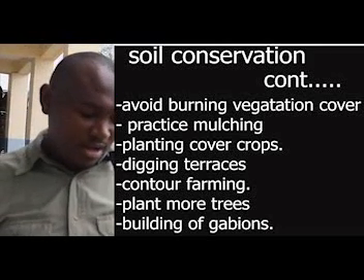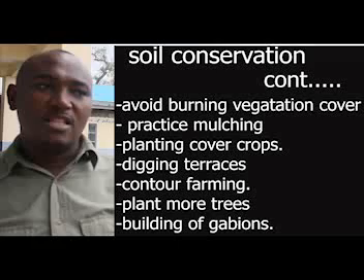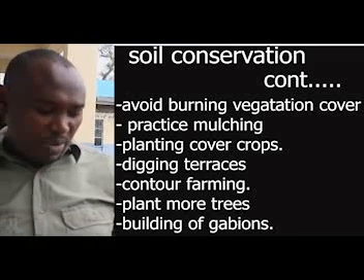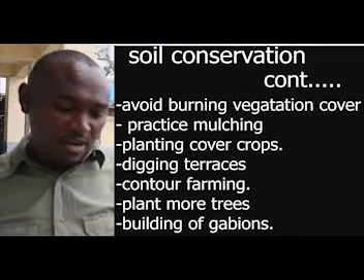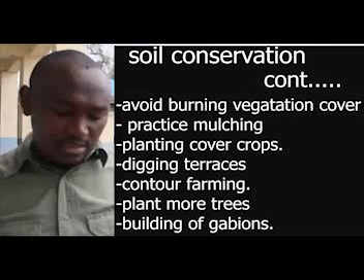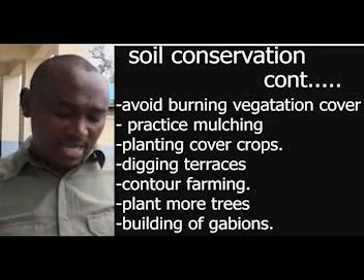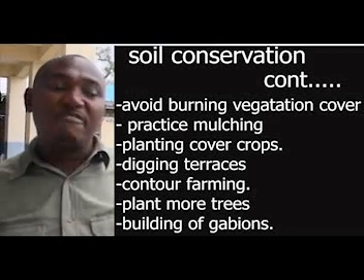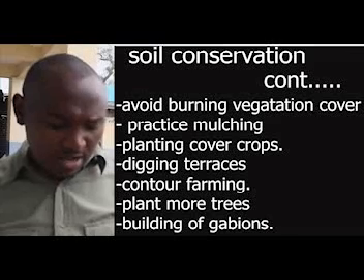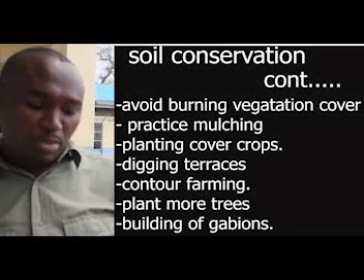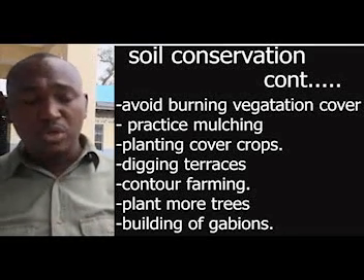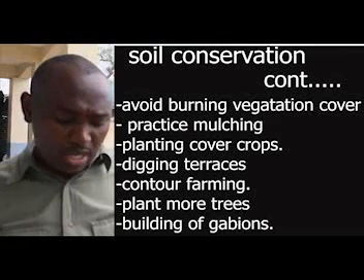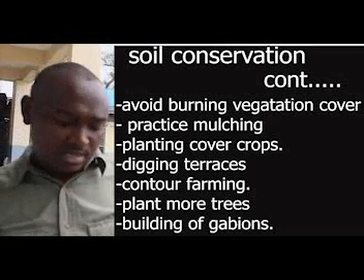improves the soil fertility. Mulching is another method of soil conservation, whereby we say mulching is the covering of soil with a dead plant, such as dry leaves, dry grass, and this prevents excess loss of water from the soil through evaporation. And it also reduces splash erosion, as we discussed in class 6.